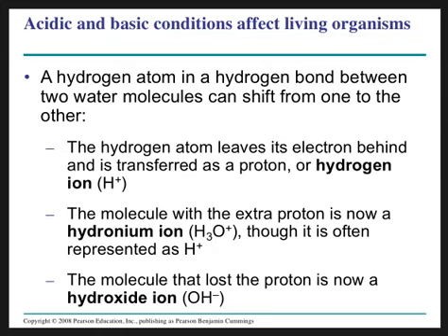The molecule that lost its proton, that now has the extra electron, is a hydroxide ion, and we write that as an OH with a superscript negative. And those are really our key players when we talk about acids, bases, and pH balances. So an H+ or a hydrogen ion, which is a proton, and then a hydroxide ion, which is a negative charge.